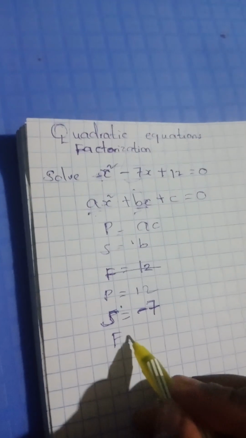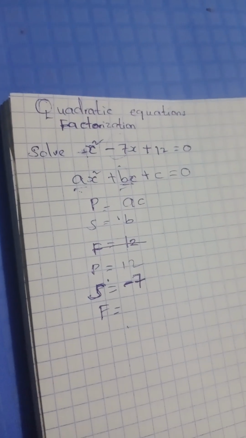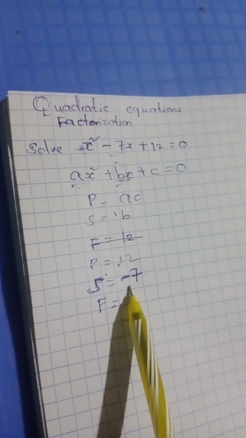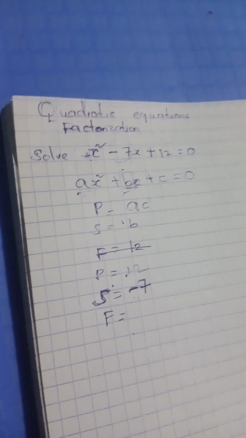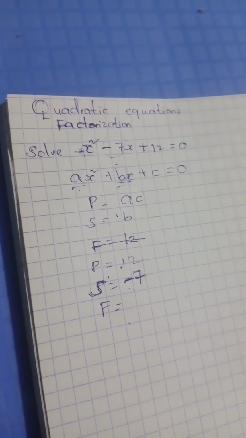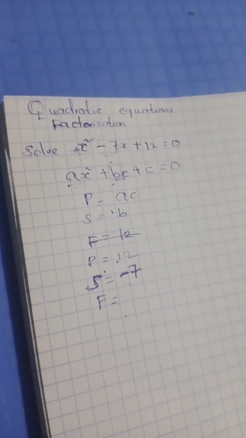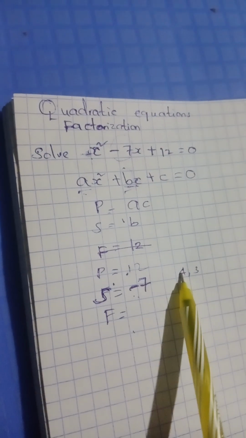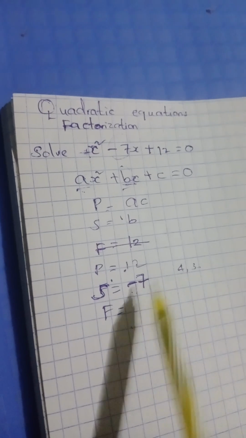So how do we now find the factors of this equation? You find numbers which, when you multiply, you get 12, and when you add them, you get negative 7. So let's think of numbers which multiply to 12 and add to negative 7. In our case, we have 4 and 3. When you say 4 times 3, it's 12, but when we add 4 plus 3, you get 7.